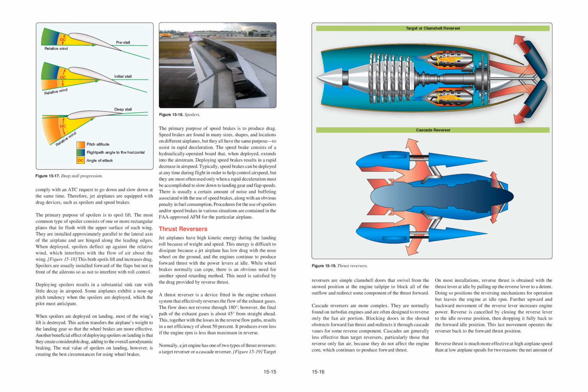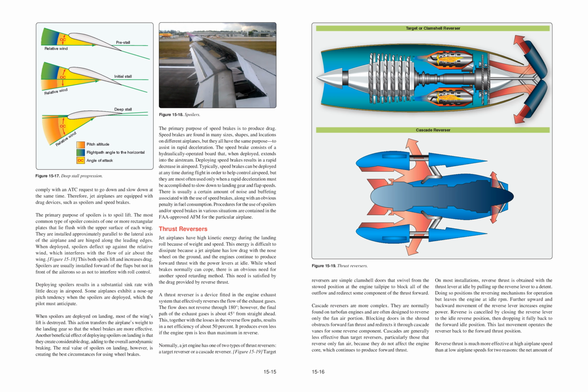Deep stall progression. Comply with an ATC request to go down and slow down at the same time. Therefore, jet airplanes are equipped with drag devices, such as spoilers and speed brakes. The primary purpose of spoilers is to spoil lift.